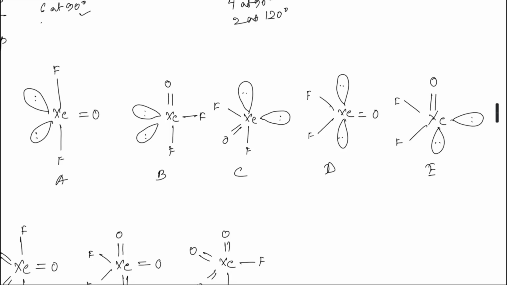Now in A, both the lone pairs are in equatorial and the multiple bonded oxygen is also in equatorial. In B, the multiple bonded oxygen is in axial. In C, one lone pair is in axial. In D, both lone pairs are in axial. And in E, one multiple bonded oxygen and one lone pair are in axial.